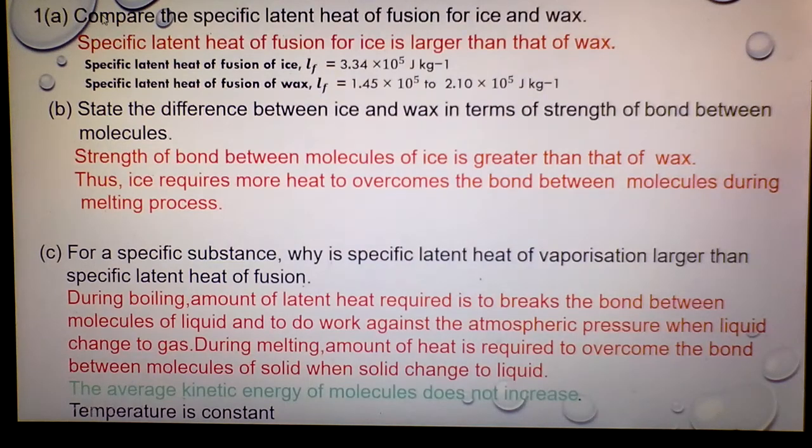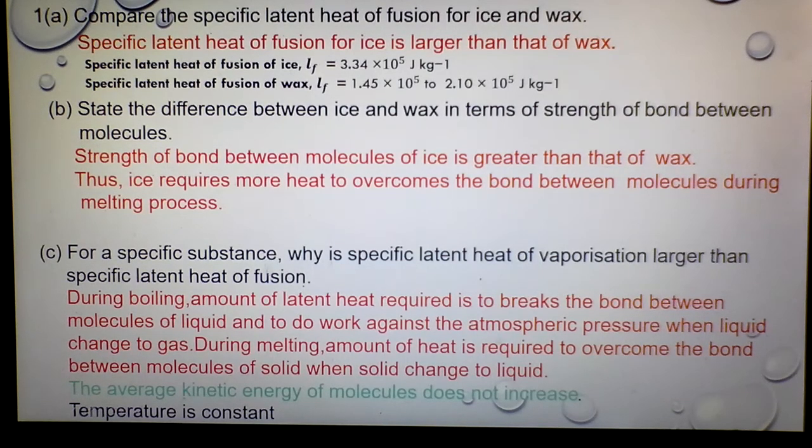Okay, let's look at the questions. 1A. Compare the specific latent heat of fusion for ice and wax. Just look at the values, then write down the comparison statement. Specific latent heat of fusion for ice is larger than that of wax. State the difference between ice and wax in terms of strength of bond between molecules. The strength of bond between molecules of ice is greater than that of wax. Thus, ice requires more heat to overcome the bonds between molecules during the melting process.